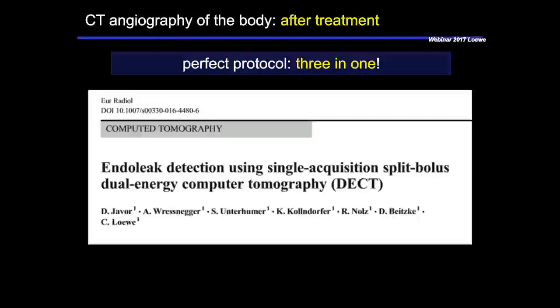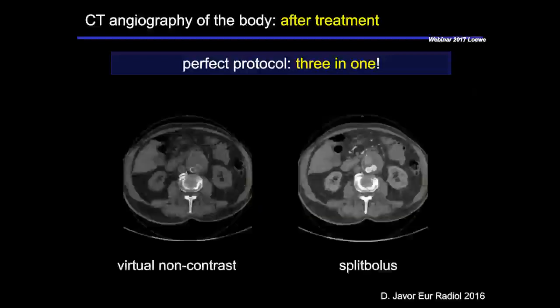By applying the dual energy technique, this allows for the assessment of a virtual non-contrast, so we can even reconstruct this virtual native scan. This helps to differentiate between calcifications and the real endoleak within the lumen, and giving the contrast material as a split bolus allows for simultaneous assessment of the arterial structures and even the delayed endoleaks.